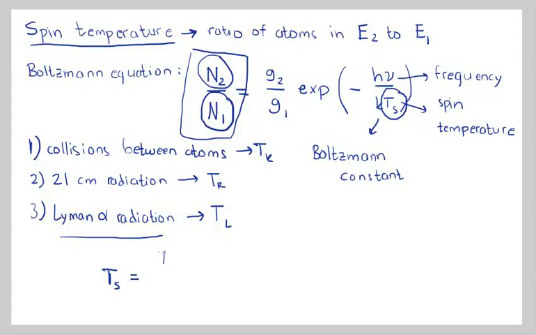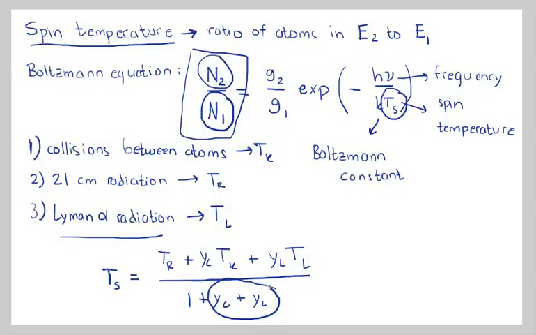The spin temperature is the 21 centimeter radiation temperature plus a coefficient times the kinetic temperature, plus another coefficient times the Lyman alpha temperature, divided by 1 plus the coefficients. These two coefficients determine the relative efficiency of the process. So if the collision between atoms is dominant, then the coefficient becomes large. If it is not dominant, it becomes less. After many interactions, the spin temperature becomes the thermal temperature.